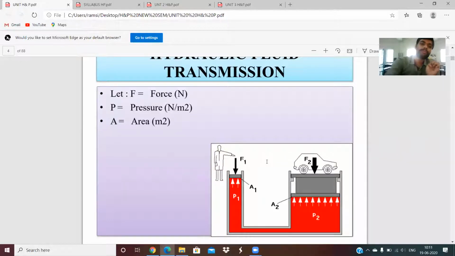So what you are doing here is applying force on arm one, and using that force you are lifting the vehicle up. It means you are transmitting force through the fluid, and using that force you are lifting the vehicle on the other arm, which is arm 2, F2. So you are transmitting power from one arm to another arm and lifting the vehicle.